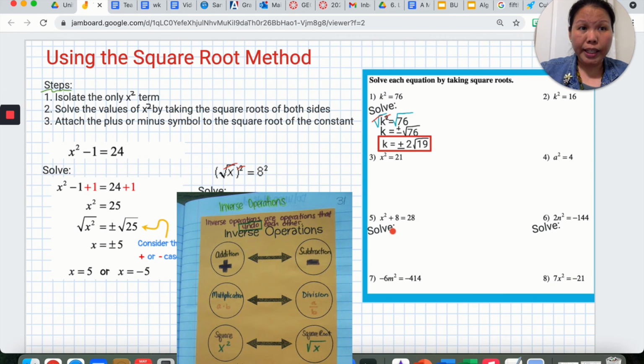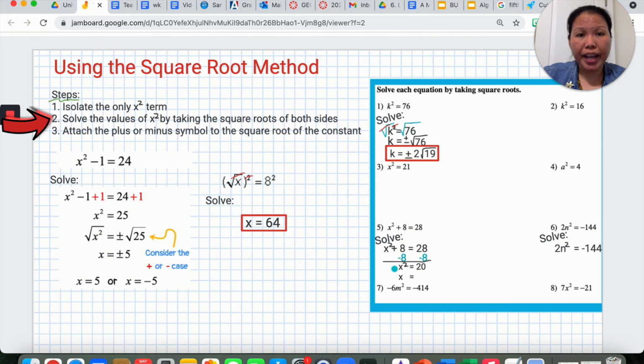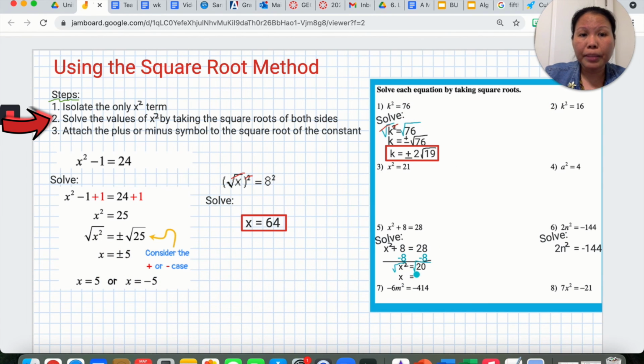We will continue with the same steps for 2 and 3. I have x squared equal 20 after I take away 8 from 28. And what I will do now is get rid of the square on the x by taking the square root on both sides. When I do that, I'm able to cancel out the square on the x, because the square and square root cancel each other out since they're inverse operations. We are going to have to simplify the square root of 20 and we will get our answers. And don't forget, we're attaching the positive or negative in front of the square root of 20.